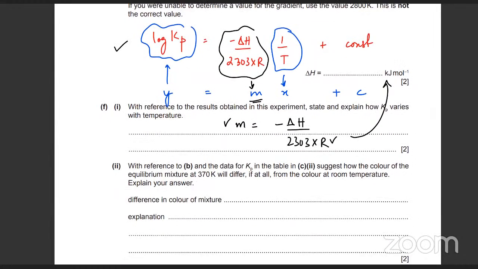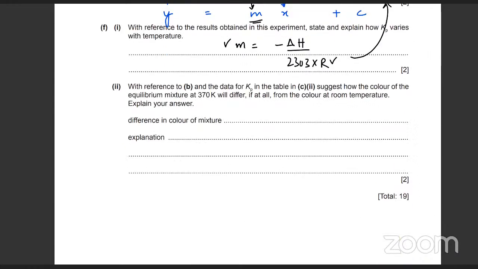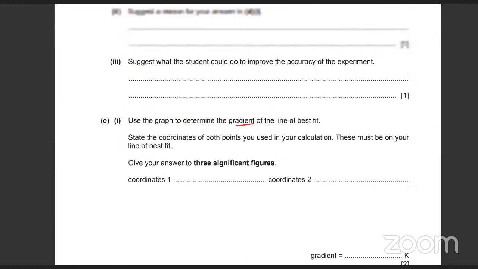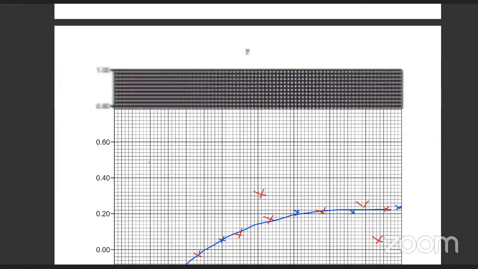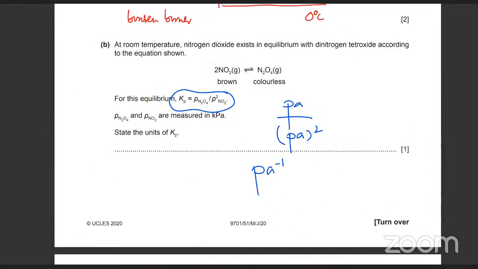And then you have the last part: with reference to the data for Kp in the table, suggest how the color of the equilibrium mixture at 370 K will differ, if at all, from the color at room temperature. Explain your answer. So he's saying, how will the color change at 370, almost 100 degrees centigrade? What was the equation that we were dealing with? It was this one, right? So the question is, how will the color change? Now it depends. You did figure out delta H. That was the last thing that you did.